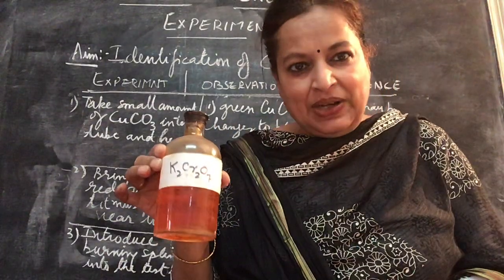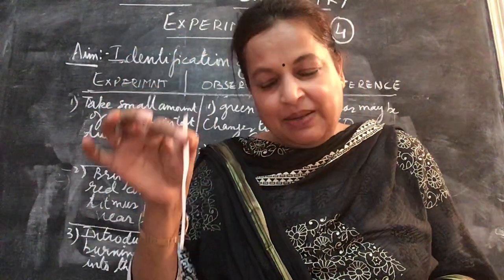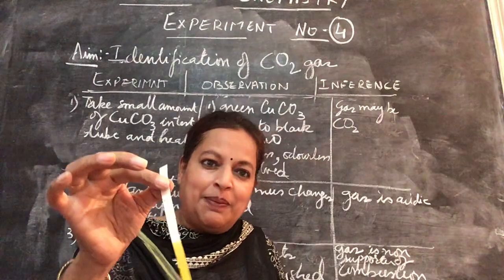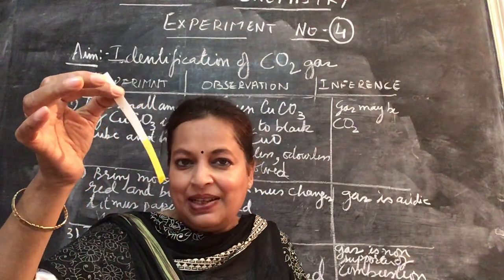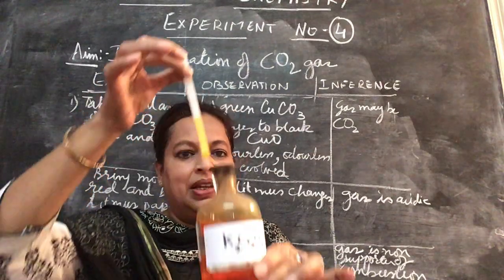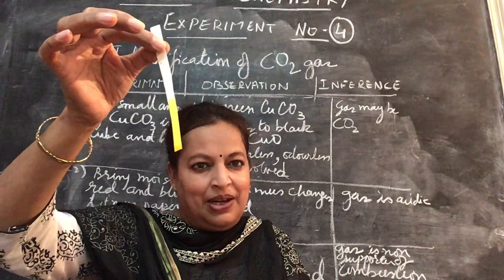So this is potassium dichromate, and when we dip a plain filter paper strip into that, it becomes potassium dichromate paper. So potassium dichromate paper is nothing special. It is a filter paper strip which is dipped in potassium dichromate. So it becomes potassium dichromate paper.